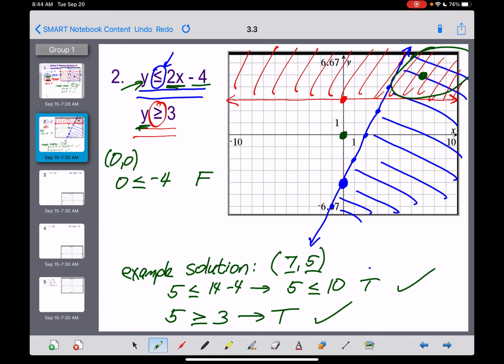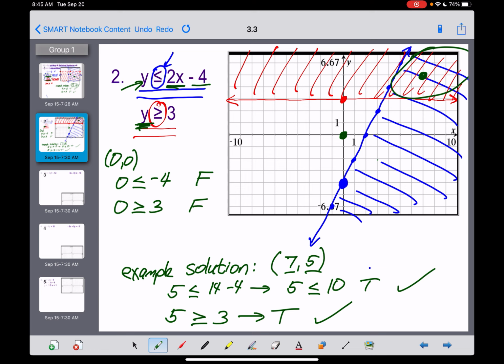Let's check it. For the second inequality, our y-coordinate at the origin is 0. 0 is greater than or equal to 3? Nope, that's a false statement as well. So that doesn't surprise me because this origin point is not in the red shaded region either.